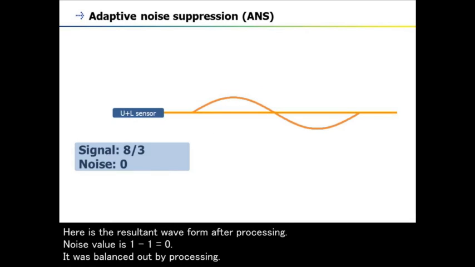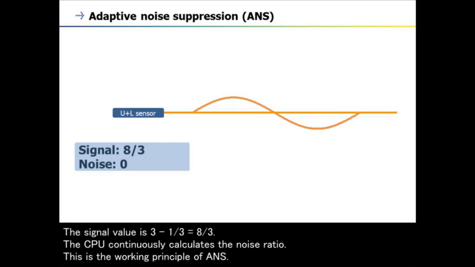Here is the resultant waveform after processing. Noise value is 1 - 1 = 0. It was balanced out by processing. The signal value is 3 - 1/3 = 1/3. The CPU continuously calculates the noise ratio. This is the working principle of ANS.